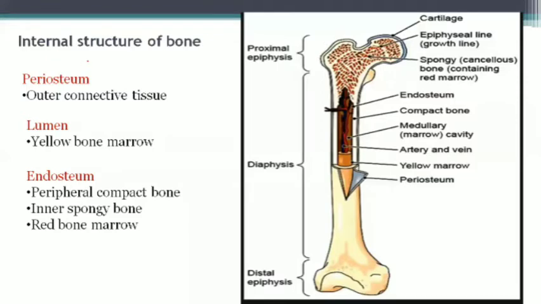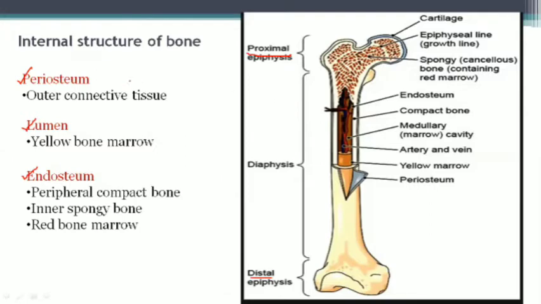Now we will see its internal structure. The internal structure of the bone is composed of three parts: periosteum, lumen, and endosteum. You can see here first its external structure: the broader part is called epiphysis, and the central long part is called the shaft or diaphysis. The upper one is called the proximal epiphysis, and the lower one is called the distal epiphysis, and in between, the longer one is called the diaphysis.